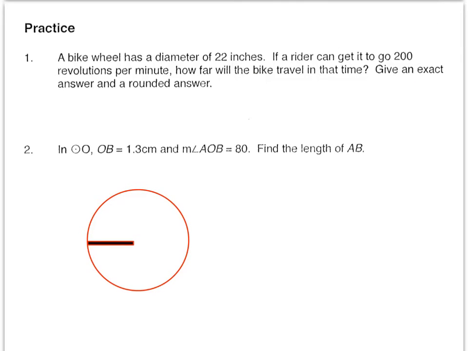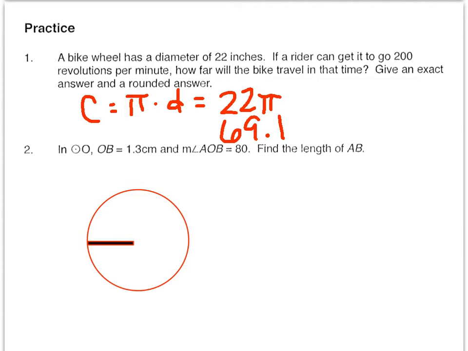The circumference of a circle with a diameter of 22 inches is 2 pi r, or pi times d. Since I'm given the diameter, I'm just going to go pi times d, which would be 22 pi. That's the circumference of the circle, 22 pi. That's the exact answer. What would I do to get the rounded answer?